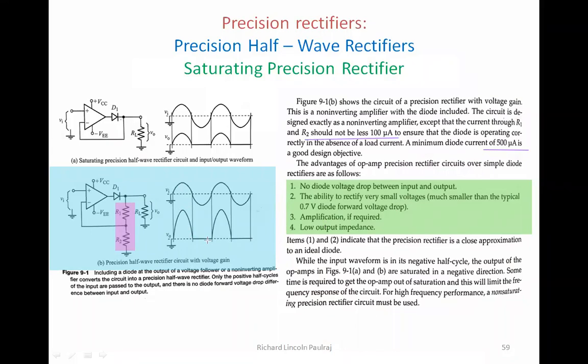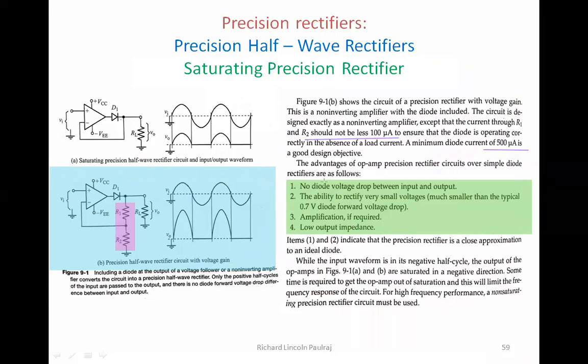Okay, and very low output impedance. So this is the property of an op-amp. So that's when you try to combine two things, an op-amp and a diode. The diode was previously used exclusively for rectification, but right now you are combining it with an op-amp. So 1 and 2 indicate that the precision rectifier is a close approximation to an ideal diode.